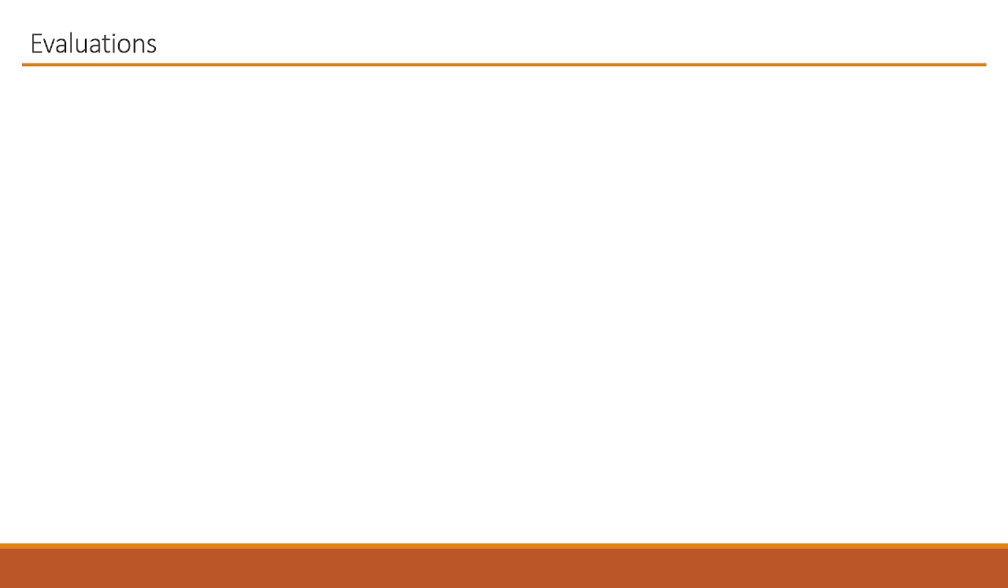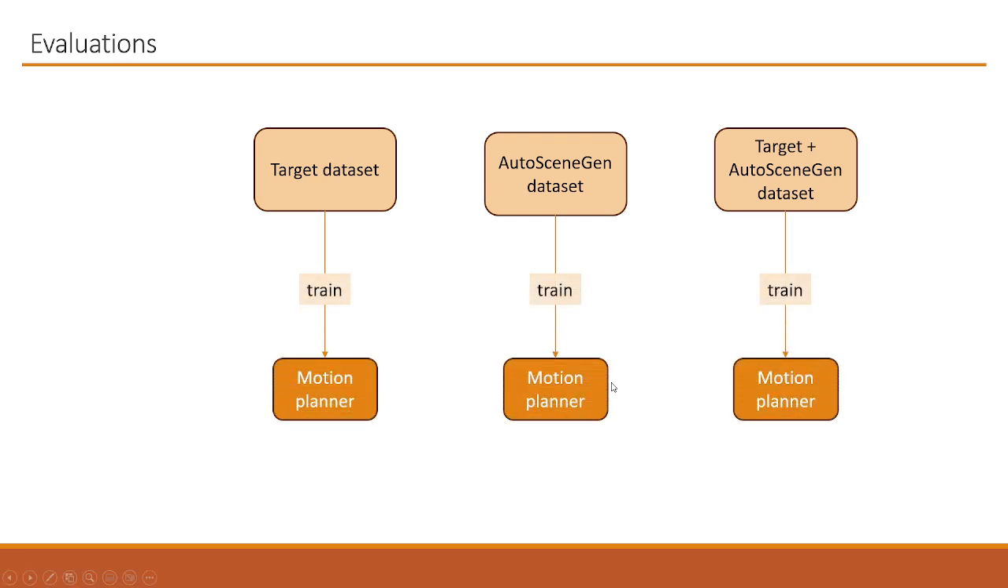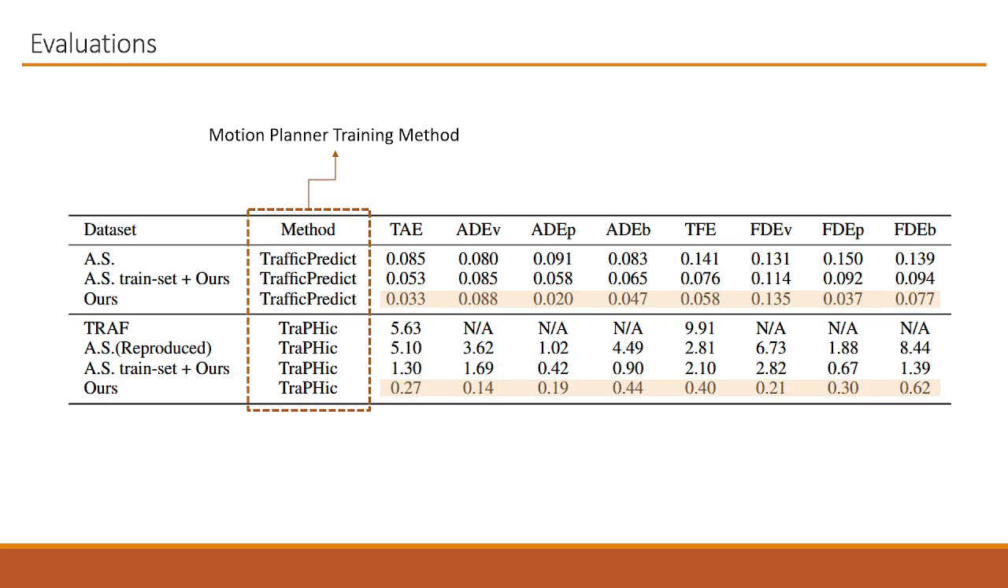Now let's focus on the evaluation steps. To compare with the target dataset, the authors trained a motion planner using 3 datasets: the target dataset, the dataset generated using AutoSynGen, and a combination of the target dataset and the AutoSynGen dataset. All 3 datasets were used with the same training method, and their performance was evaluated and compared. The following table presents the results.